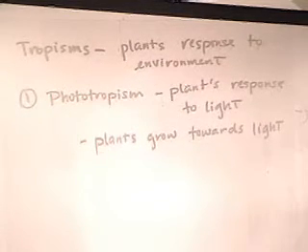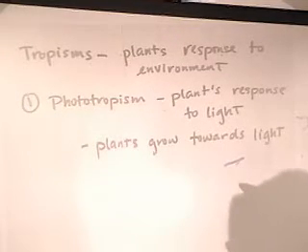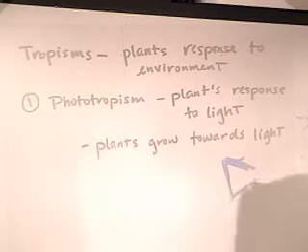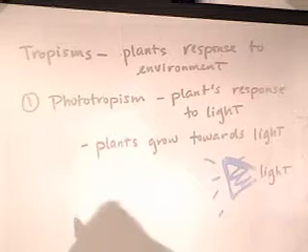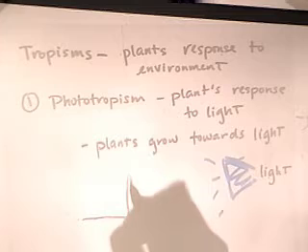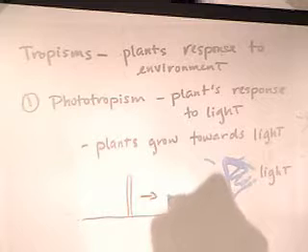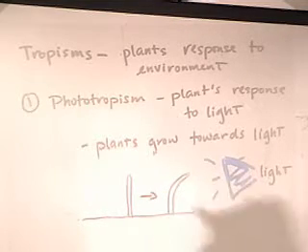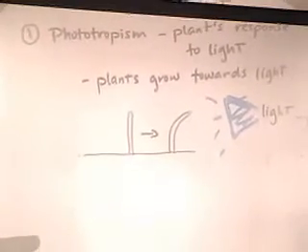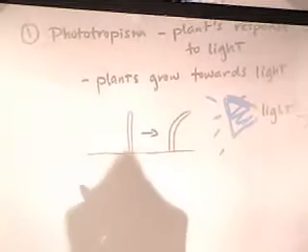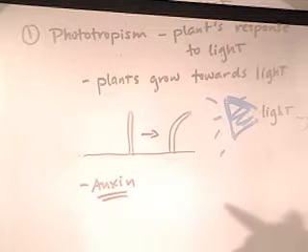Okay. So let's say this right here is my lamp. That's the light. And I have this shoot right here. Over time, what they found was the plant would start to curve towards the light. And after they did some experiments, what they realized was that auxin is the one that is actually causing this to happen.